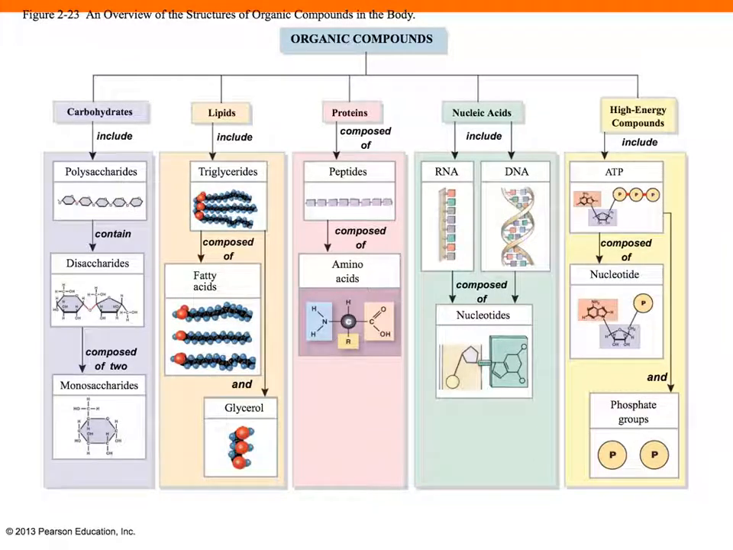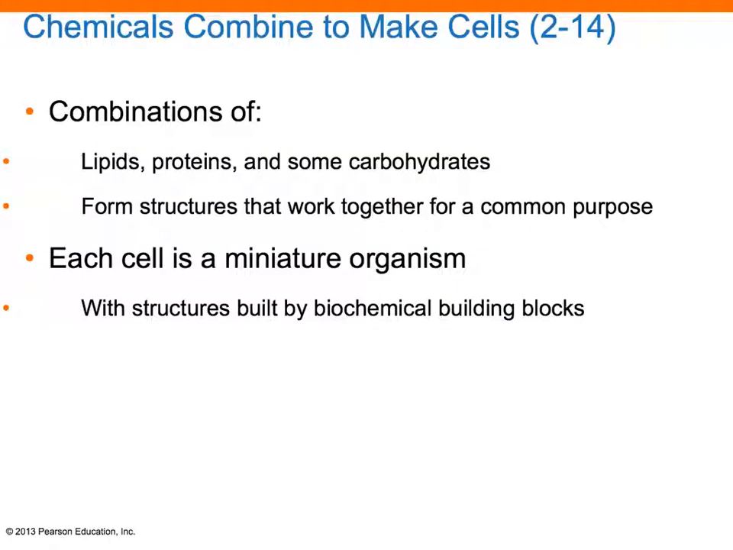Now this is an overall image of the organic compounds. We have carbohydrates, and they include polysaccharides, disaccharides, monosaccharides. Then we have the lipids. That includes the triglycerides, fatty acids, and glycerol. The proteins composed of peptides and amino acids. The nucleic acids, and they include RNA and DNA, and they're made of nucleotides. And the high energy compounds, ATP, and the nucleotide and the phosphate group.